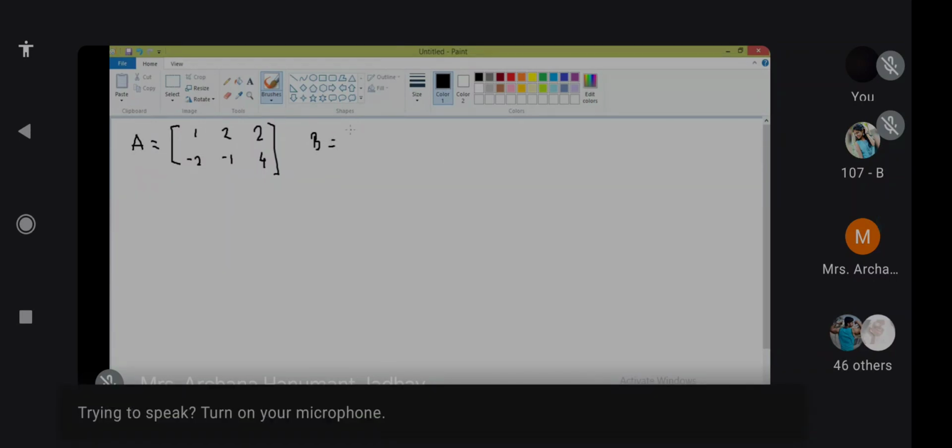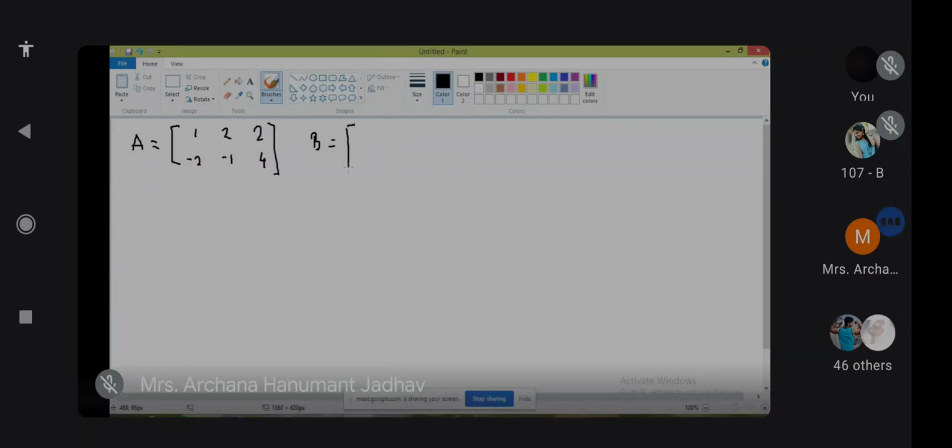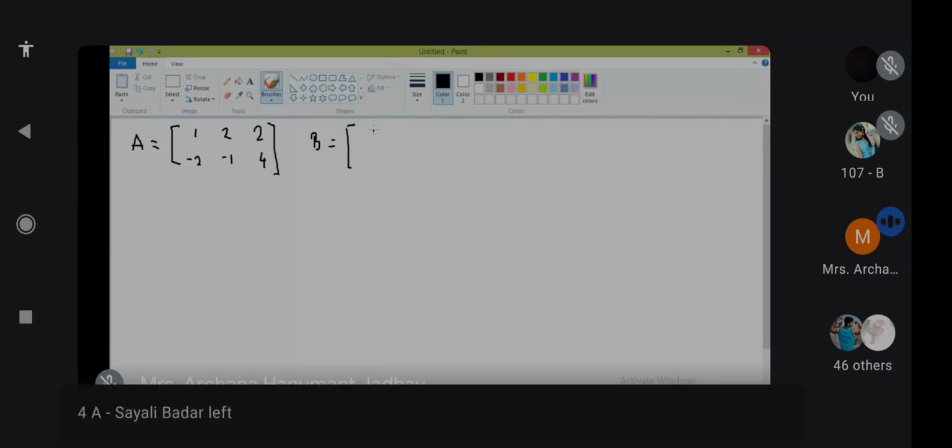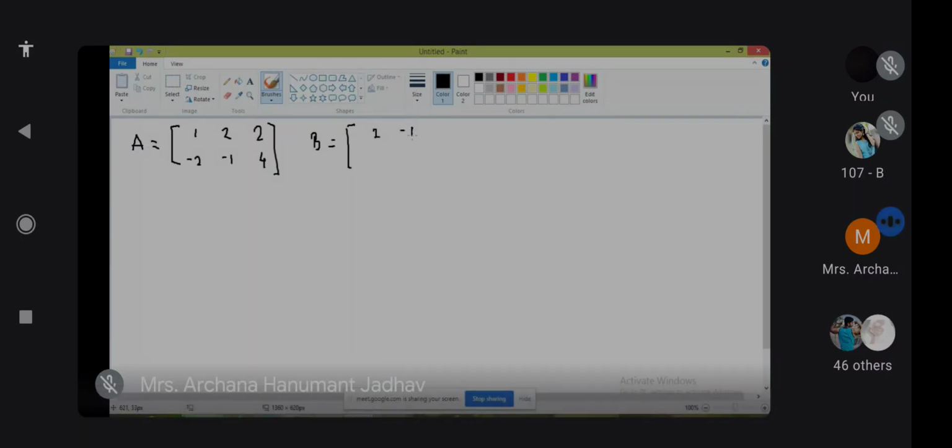containing first row 2 minus 1, 2, minus 1, 1, and second row is 3 minus 2 minus 3.